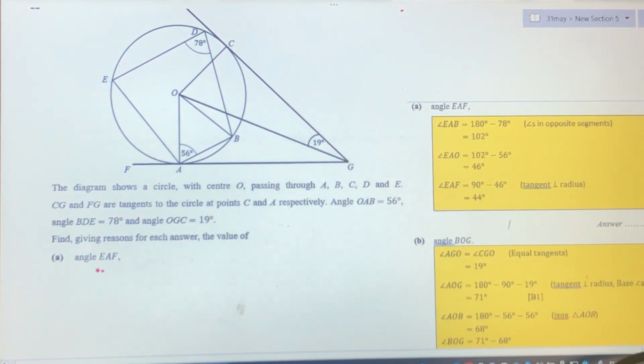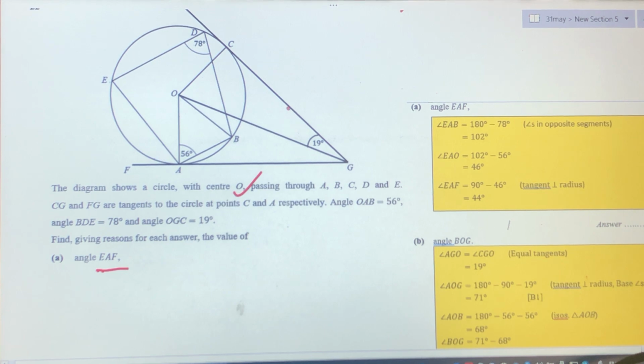You want to find EAF. Okay, you read the question first. These two are tangents, okay? And this OAB is 56, like that. Okay, no big deal, okay? So you just check everything is all labeled. This is the center, okay? I don't know how to find EAF. EAF is here.